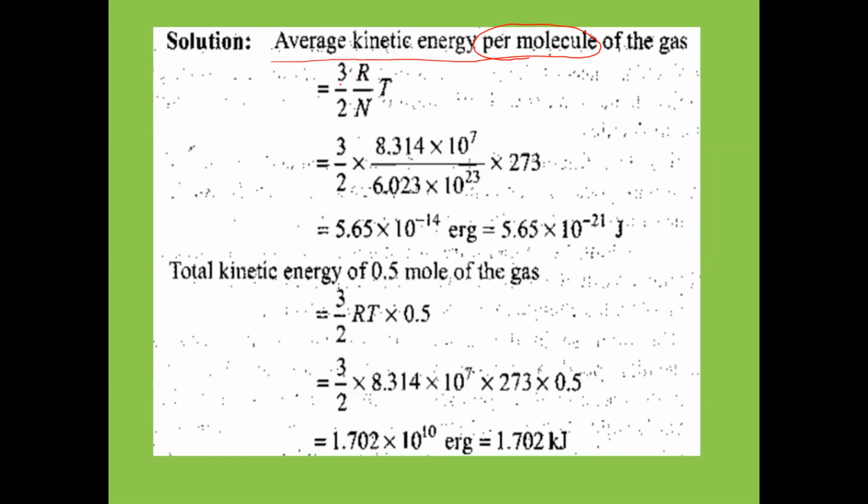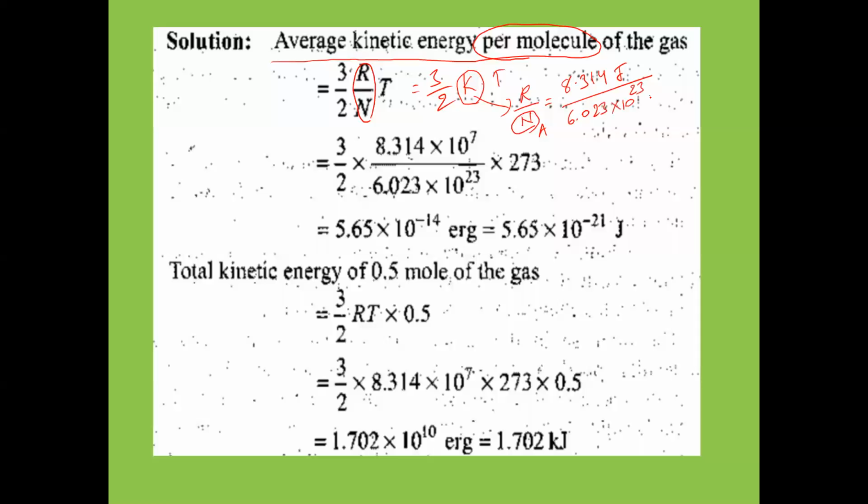It is given by the formula 3 by 2 kT. This k is nothing but R by N. R is your universal gas constant, 8.314 joules, and N is the Avogadro number. Avogadro's number value is 6.023 into 10 power 23.